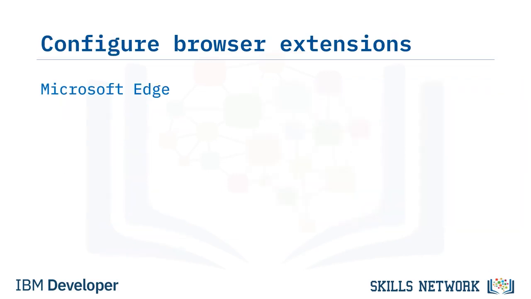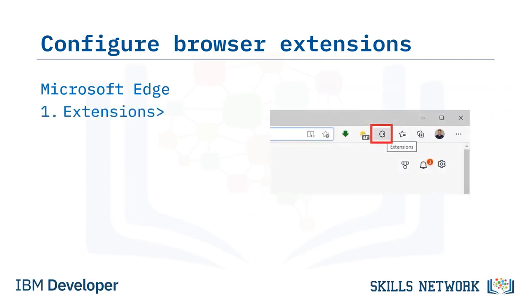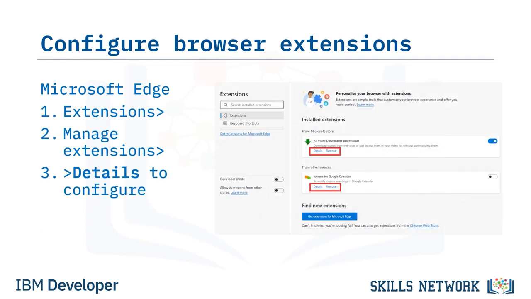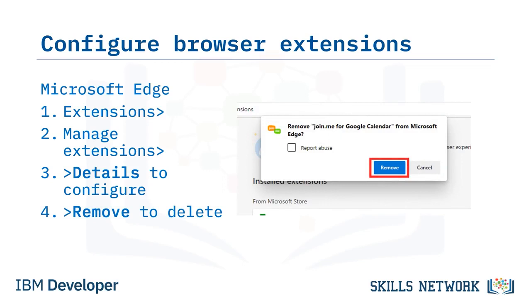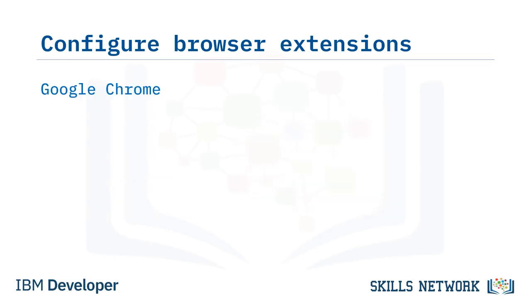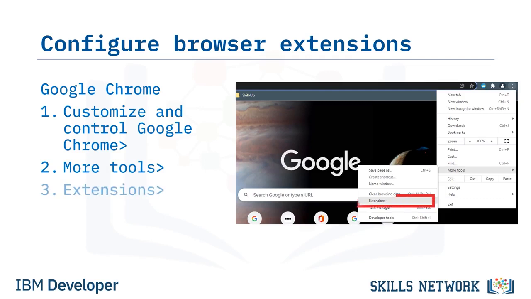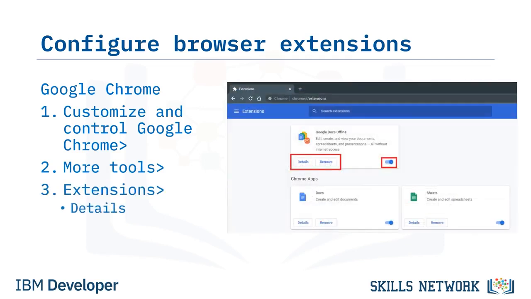To configure browser extensions in Microsoft Edge, select the Extensions button on the toolbar, select Manage Extensions, and then either select Details to configure the extension, or select Remove to delete the extension from the web browser. To configure browser extensions in Google Chrome, select the Customize and Control Google Chrome button, point to More Tools, and then select Extensions. Here you can either configure the extension by clicking Details, remove it, or simply turn the extension on or off using the toggle switch.